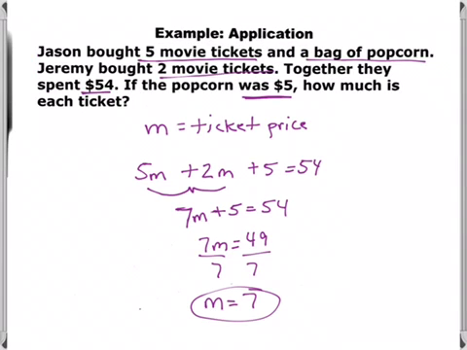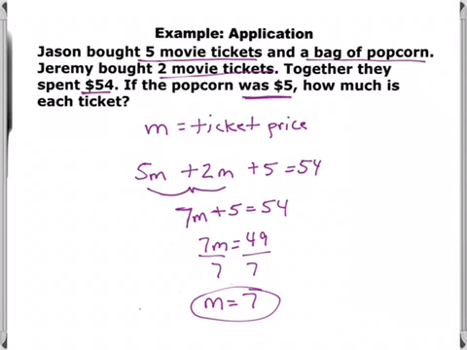So in this case, we let our variable be M, which is ticket price. Jason bought 5 tickets, so we can say that's 5M. Jeremy bought 2 tickets, so that'd be our 2M. And they bought a bag of popcorn, which cost $5, so that's plus 5. So right off the bat, our equation becomes 5M plus 2M plus 5 equals the total of $54 that they spent.